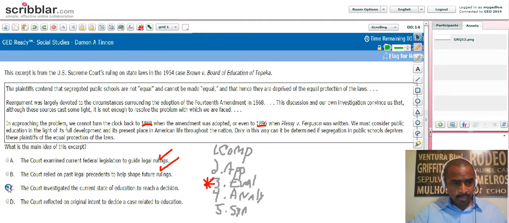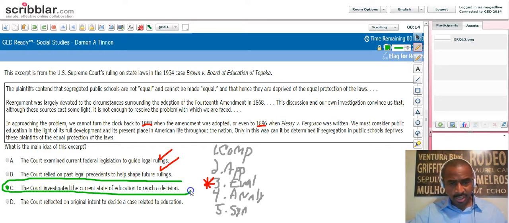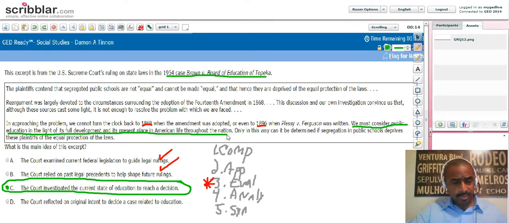And we're filling that dot green because this is what the main idea of this statement is, that we can't look back at the past. There is no current legislation. And actually, this is going to be current legislation made with this landmark case, if you know anything about U.S. history. But again, we must consider, so in our evaluation, that when this affirmative statement is being made, we must consider public education in the light of its fullest development and its present place in American life throughout the nation. That is the main idea of this excerpt.